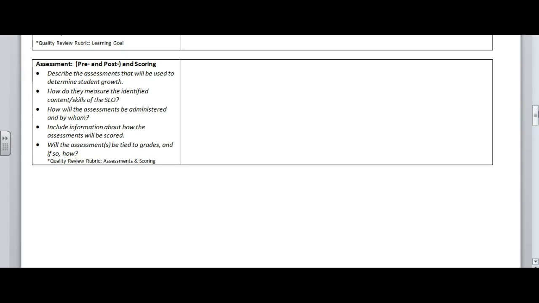Okay. Of course, this is your assessment, your pre and post assessment. And again, you just describe what you've done here. How many multiple choice questions do you have? How many open-ended questions, etc.? And how do they help to identify your SLO? And of course, how it will be scored.